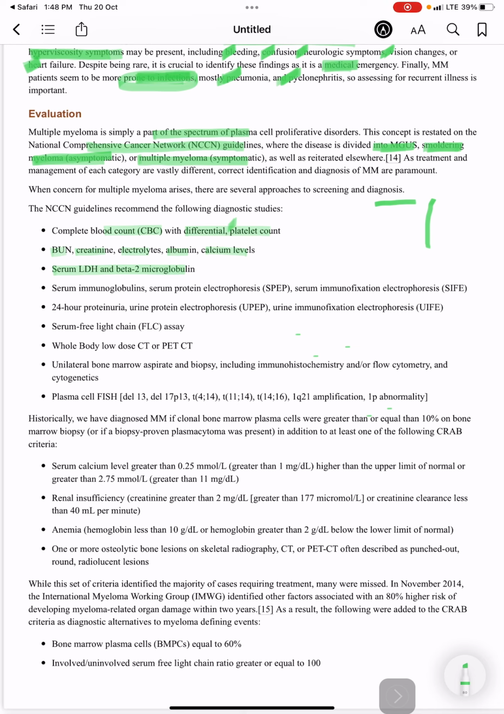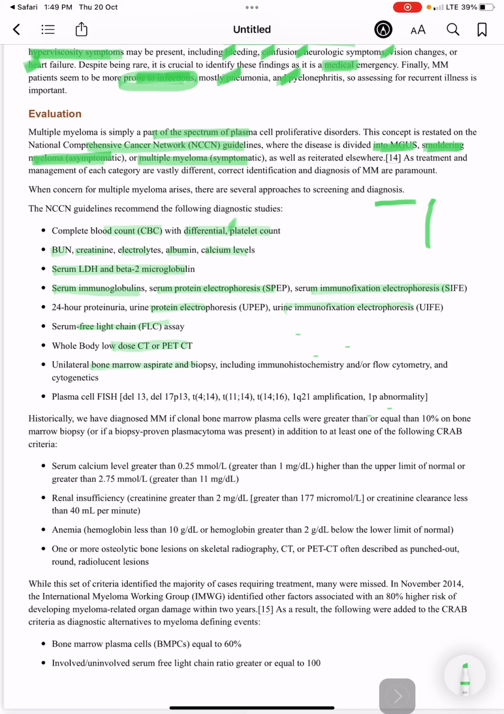We get serum immunoglobulins, serum protein electrophoresis, and serum immunofixation electrophoresis. And then a 24-hour urine proteinuria. Urine protein electrophoresis as well as urine immunofixation electrophoresis will be done for these patients. And then we do a serum free light chain assay, and a whole body low dose CT or PET CT.